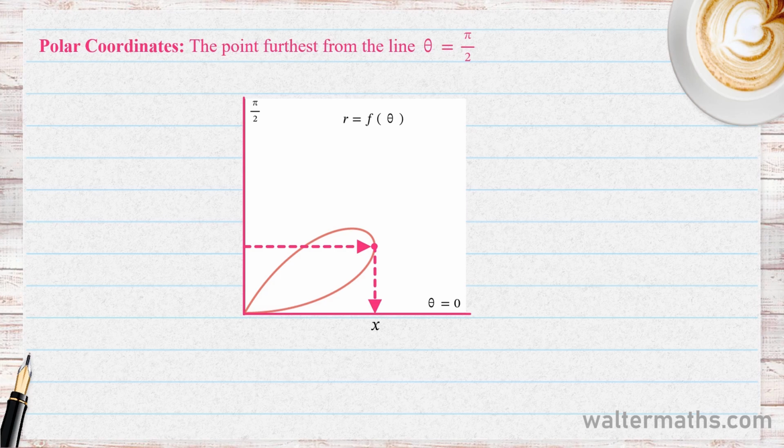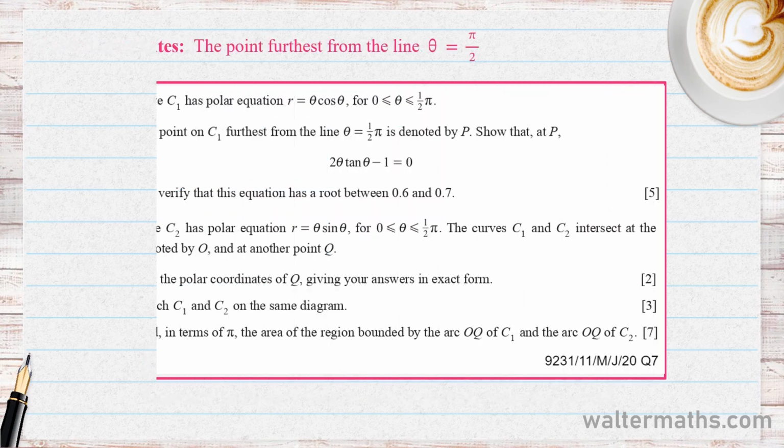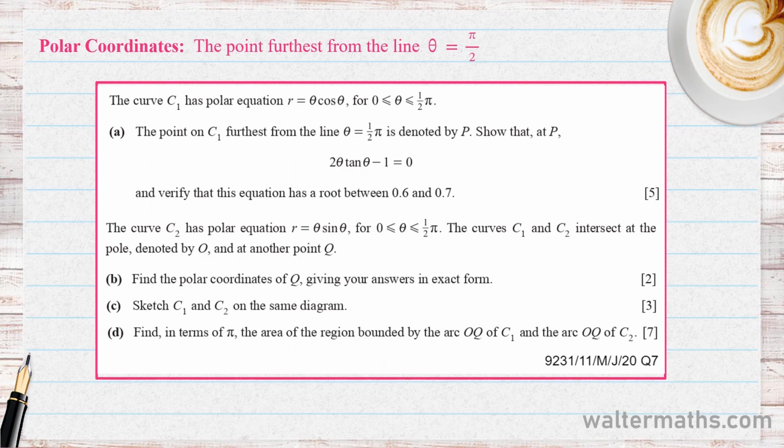Now since x can be expressed as a function of theta as x is equal to r cos theta, we can treat the point furthest from the line theta is equal to pi over 2 as a stationary point such that dx by d theta is equal to 0. Let us look at an example that involves this concept here. Here is a question from a past paper. If you'd want to attempt it, you may do so before checking out my solution.